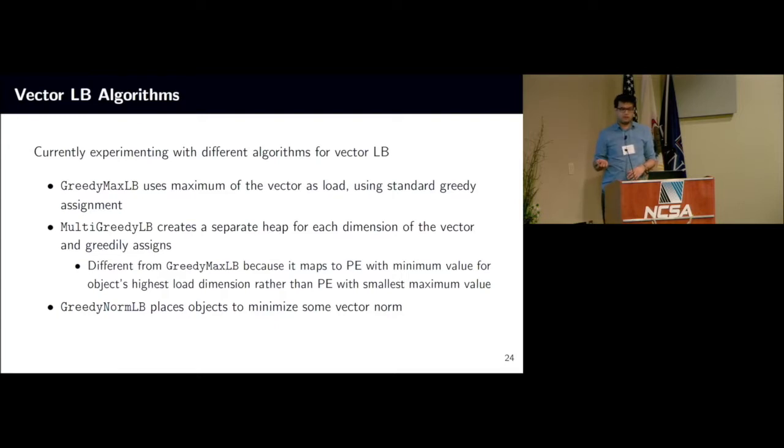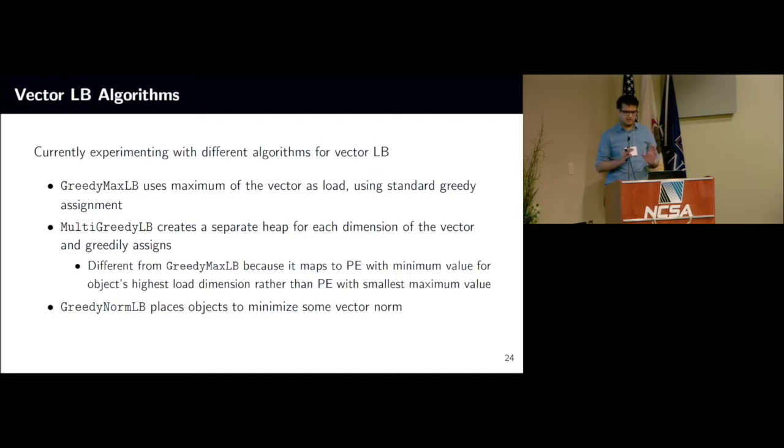So here are a few of the different algorithms we have right now. There's one called greedy max LB, which is very simple. Essentially it just takes the vector and gets the maximum and uses standard greedy assignment to figure out where to place things after that. There's another one called multi-greedy LB, which uses a separate heap for each dimension of the vector and greedily assigns them.